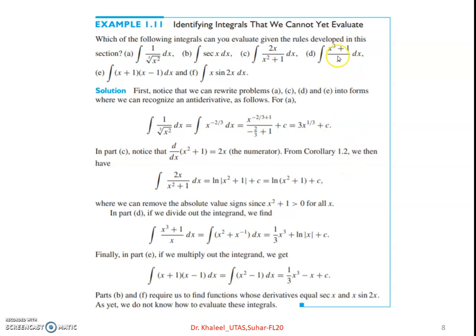In this case we have a single term in the denominator, therefore the numerator terms can be divided by x each. So x cube by x is x square, and 1 by x is x to the power minus 1. Since the power is minus 1, don't use the power rule, use the other rule, that is ln of x. In this case you just multiply these two, you get x square minus 1, then integrate: x cube by 3 minus the integration of 1 by x.